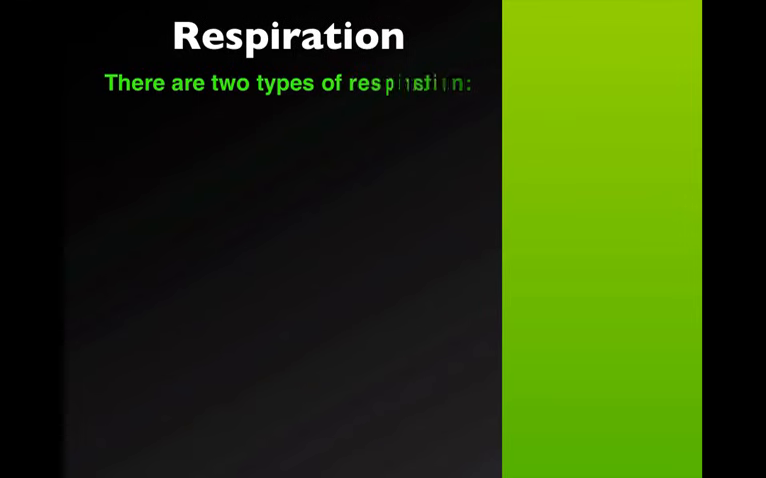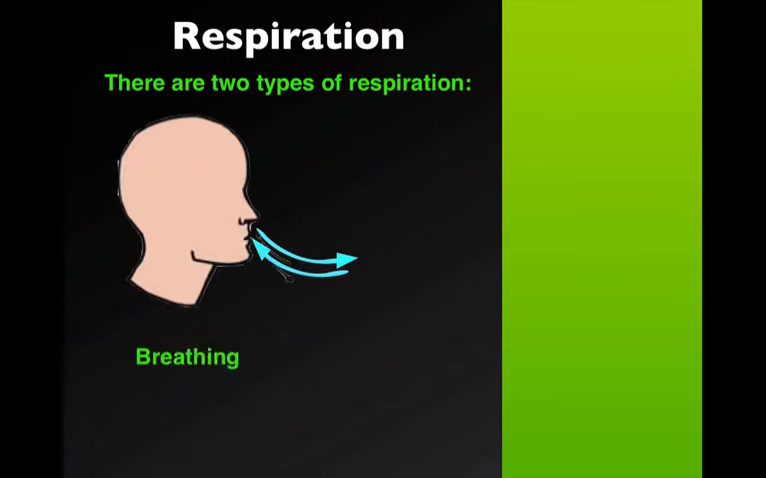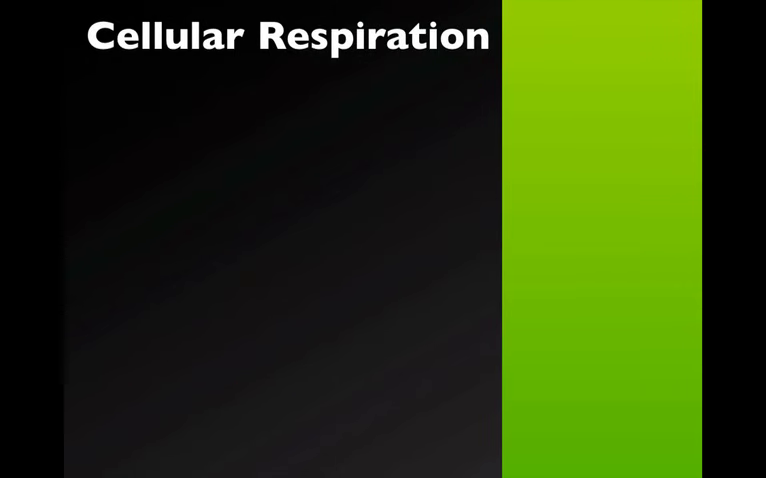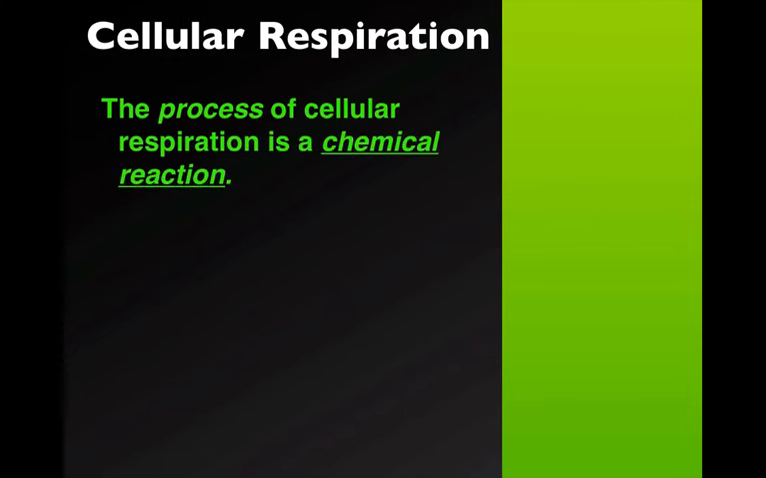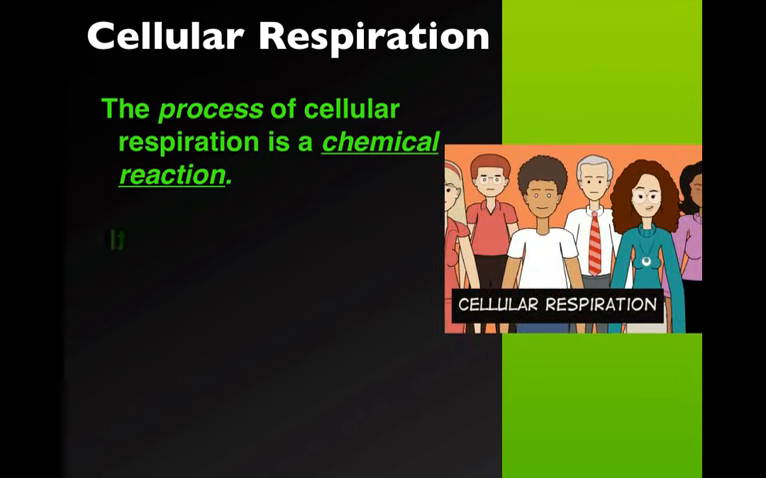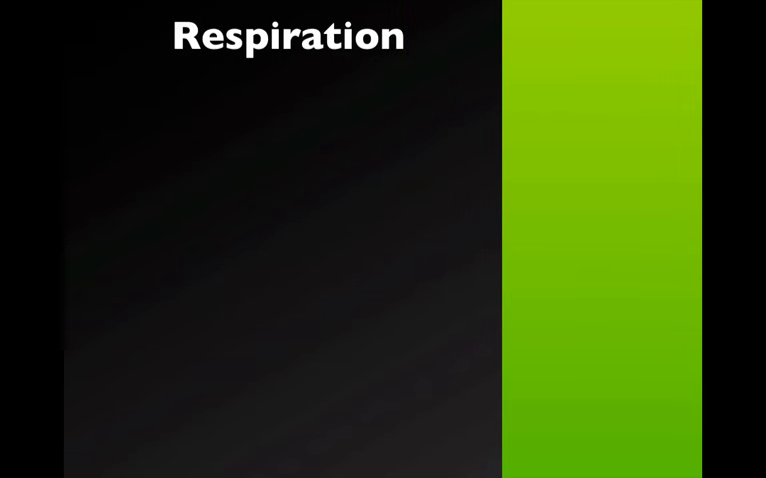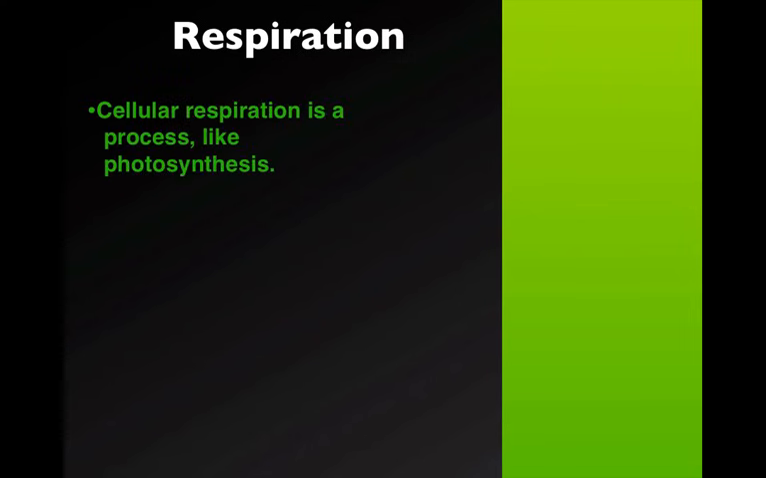Now, respiration, there are two types actually. So the two types of respiration are breathing and something called cellular respiration. So cellular respiration, just like photosynthesis, is a chemical reaction. And you can think of it as probably the most important chemical reaction in our bodies because that's where we get our energy from. So again, it's a process like photosynthesis.